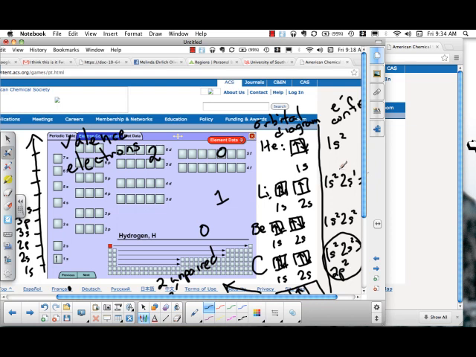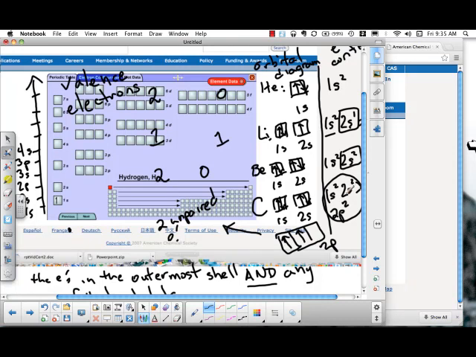Lithium, the outermost shell, is the second shell. So this is an inner shell, this is the outermost shell, so lithium has one valence electron. All right. Beryllium, outermost shell, second shell. There are two electrons there. Beryllium has two valence electrons. All right. Carbon, outermost shell is the second shell, so we're going to add together the electrons that are in that outermost shell, and so carbon has four valence electrons.